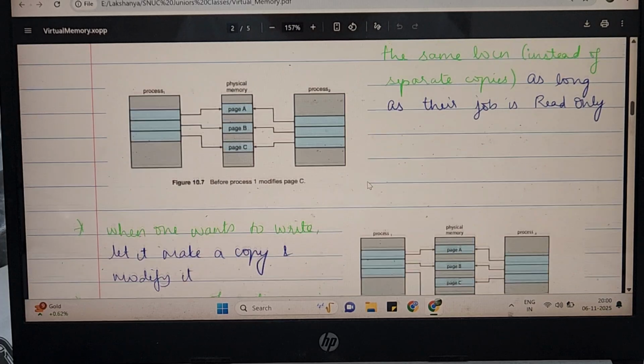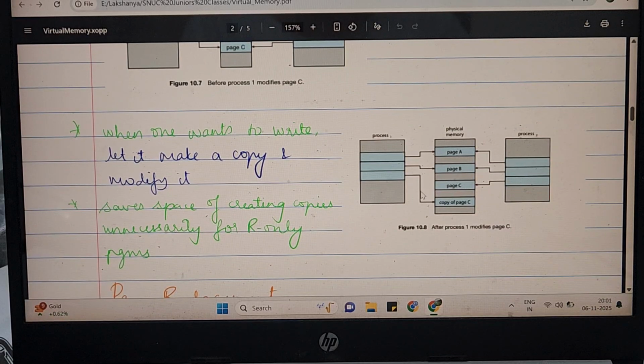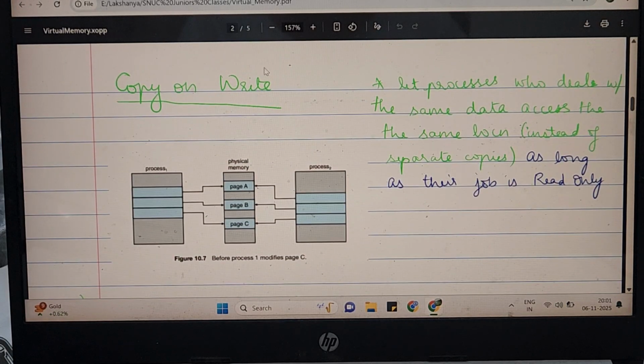So as long as both the processes are reading, you allow them to access common locations. When someone wants to write, you create a copy and you allocate the copy to one, the original to the other. This saves space, instead of creating copies unnecessarily for read-only programs. So this is called copy on write. When you want to write, at that time you're going to copy.